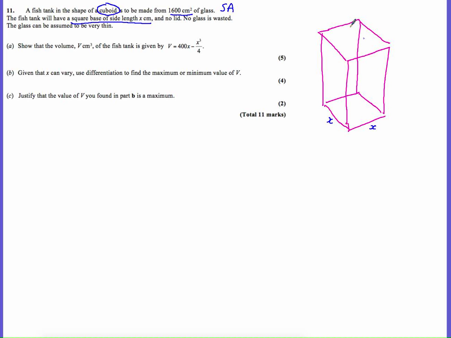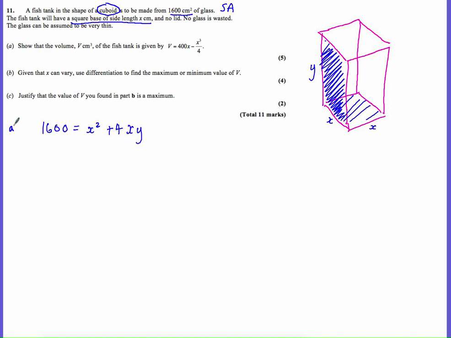We are told the surface area is 1600 centimetres. So 1600 is all the sides added together. So I know that includes the base on the bottom. Otherwise all the water would fall out. And then I've got these 4 sides. Now I don't know what height they are, so let's call them y. So each one of these sides here, these panes of glass, has dimensions x, y. And we know there's going to be 4 of them. So I've made myself a little equation with x and y.